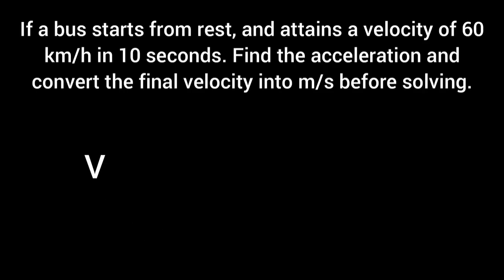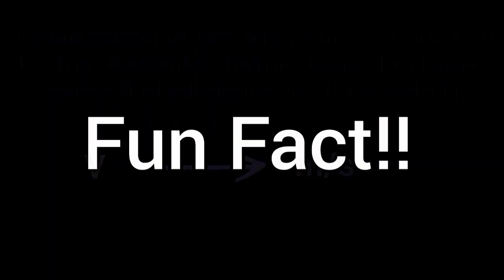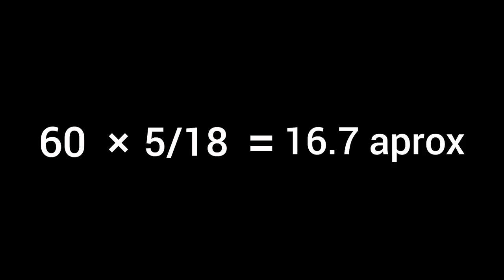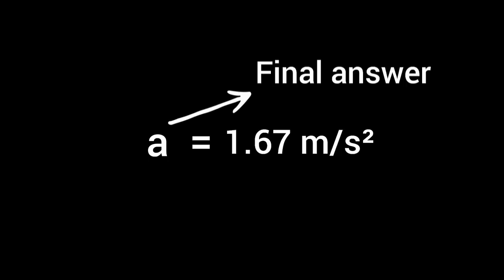They have also asked to convert the final velocity into meter per second. Fun fact: to convert kilometer per hour into meter per second, just multiply the value by 5/18. So multiplying 60 by 5/18, we get approximately 16.7. Using the formula, acceleration equals final minus initial velocity divided by time, we get (16.7 minus 0) divided by 10. So acceleration is about 1.67 meter per second square.